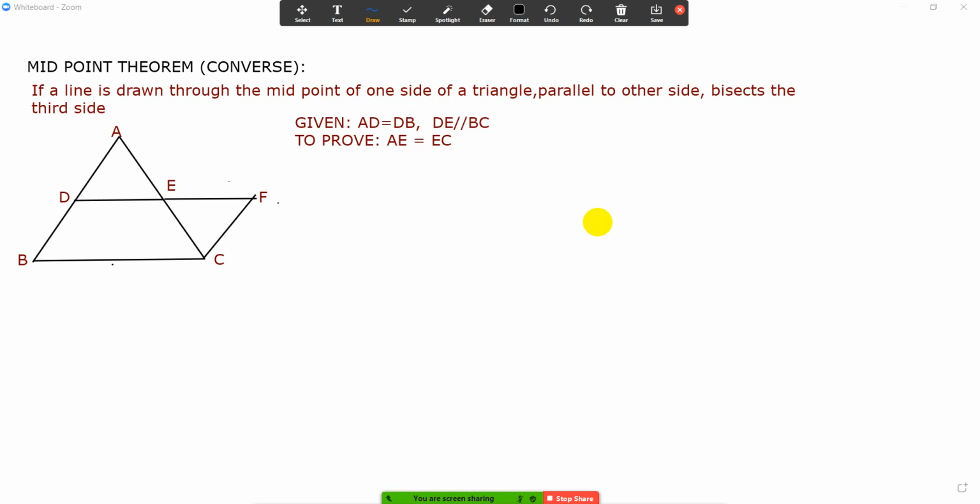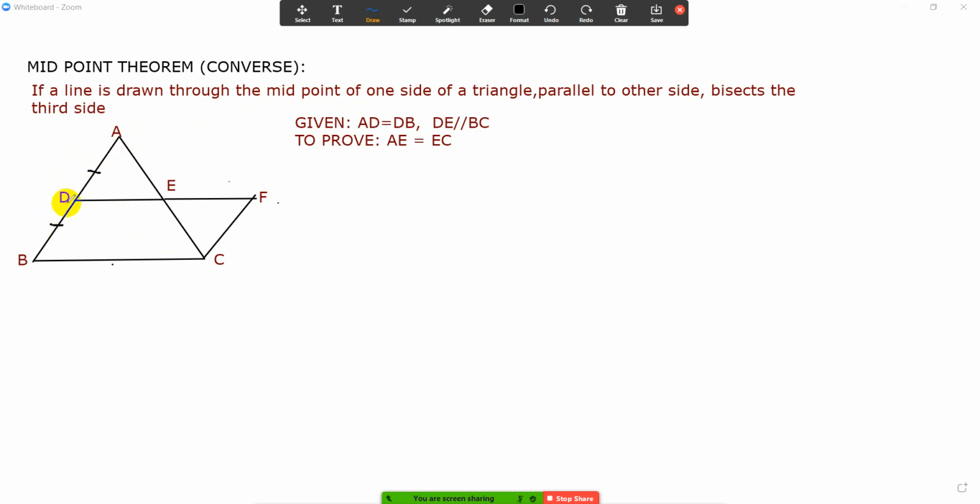It says that if a line is drawn through the midpoint of one side of a triangle parallel to the other side, it bisects the third side. Now first try to understand this theorem. What the theorem is trying to say: if a triangle is given to us as ABC, and I take D as a midpoint, so I can say that AD is equal to DB. It is already given to us.